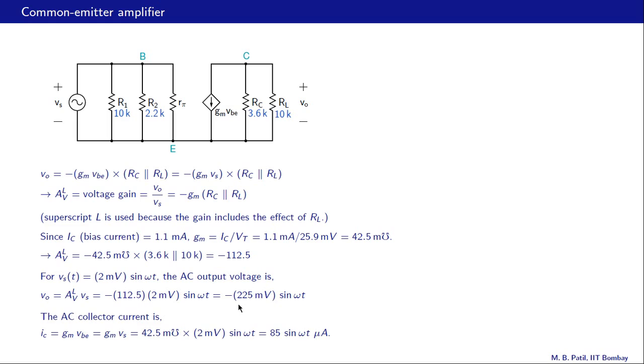What about the collector current? We are talking about the signal current now. That is gm times VBE. That is the collector current. We already have gm 42.5 millimhos and Vs is 2 millivolts times sin omega t. So if we evaluate that, milli times milli is micro. 42.5 times 2 is 85. So 85 times sin omega t, that many microamperes.